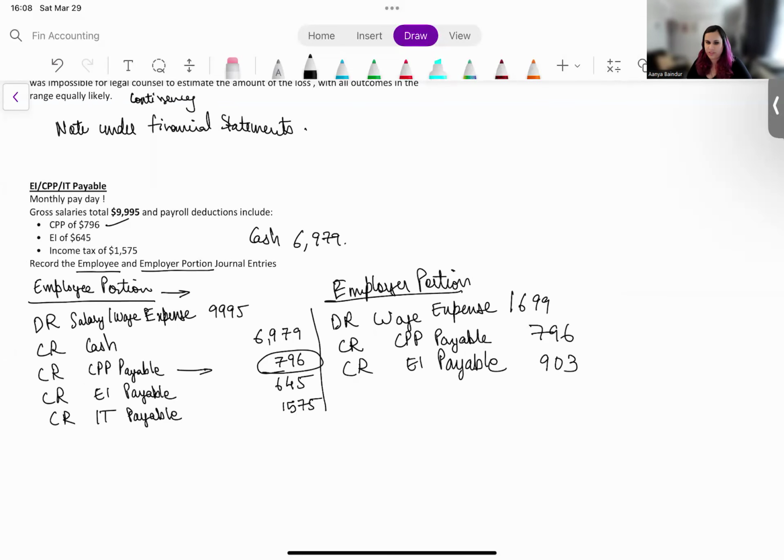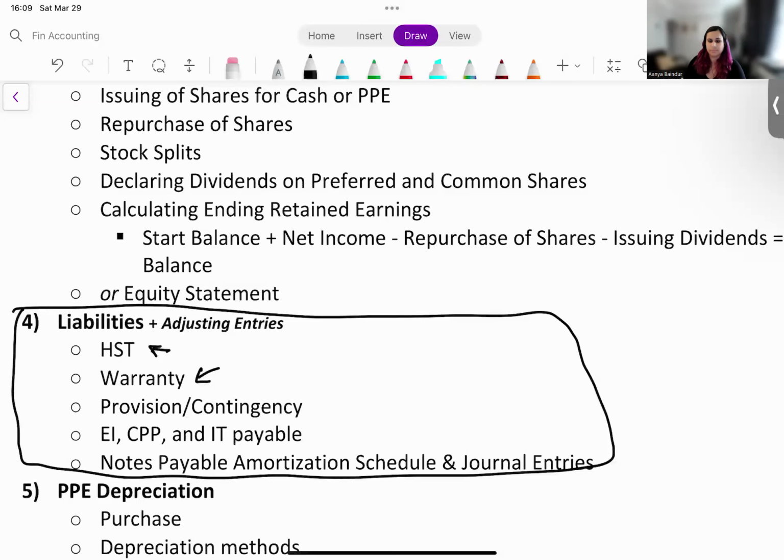It's fairly straightforward. And again, liabilities is fairly easy. There are only a limited number of journal entries. Just remember, we match exactly how much CPP the employees are paying and 1.4 times the EI that the employees are putting in. With that, we've completed the liabilities portion. See you for the next one.